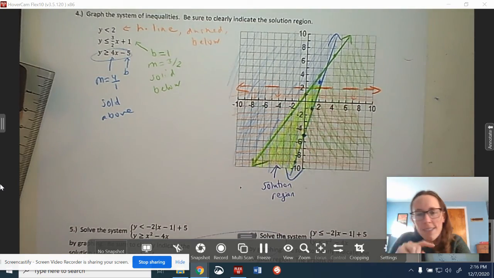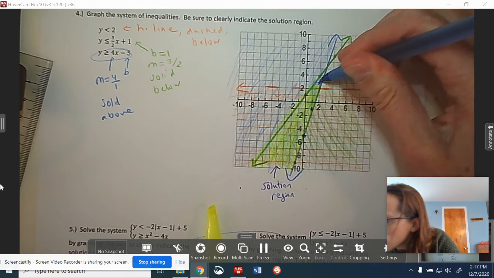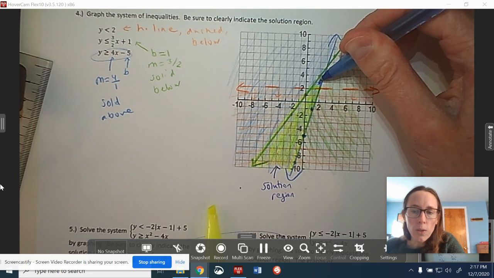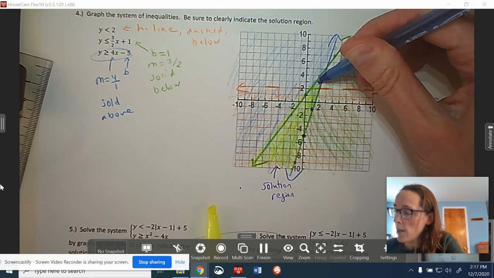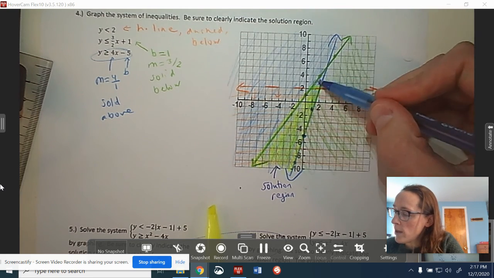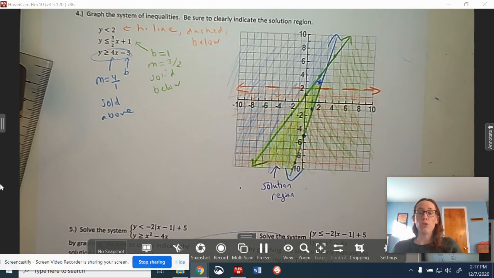Okay, but it doesn't make like a triangle because it doesn't include this part. Why is that part not included? Which color is it not using? We're not using the orange there because the orange is shaded below. So this part is only blue and green. We don't want to include that in the solution region.